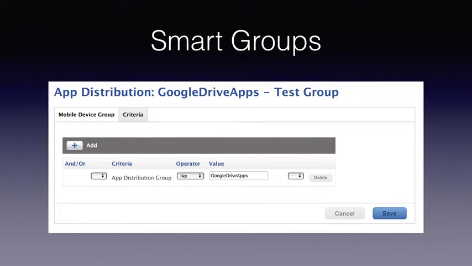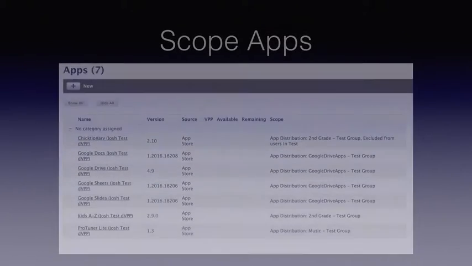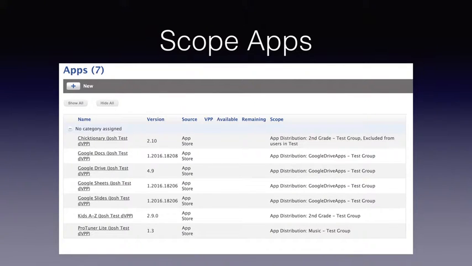Next is a series of smart groups that will use the criteria of app distribution group is like, and then whatever we decide to name our distribution list. And finally, we need to have the apps scoped to their appropriate groups. Now that we have an idea of the moving parts, let's go over how the JSS setup script works to get the extension attributes and groups ready.